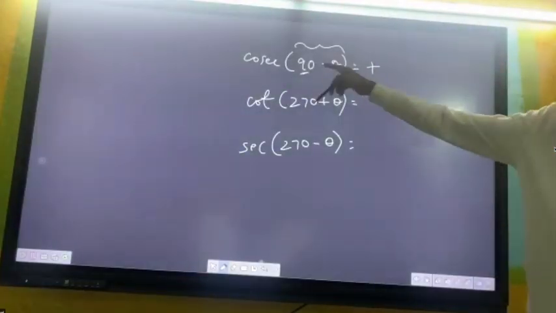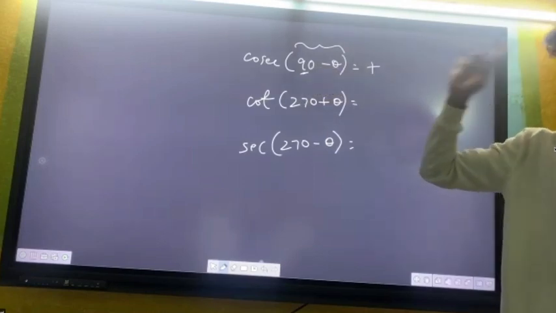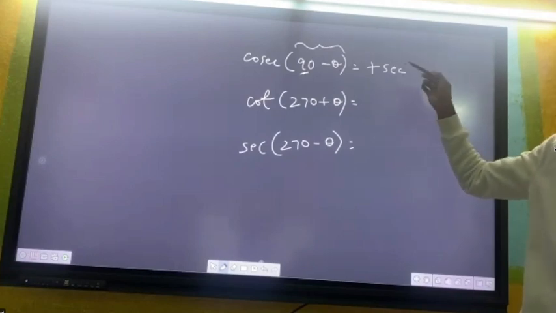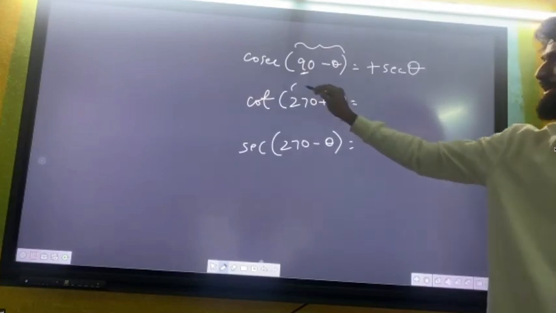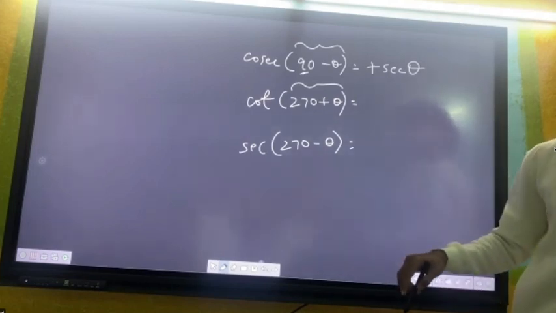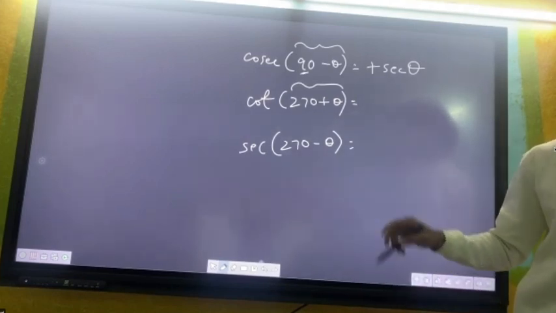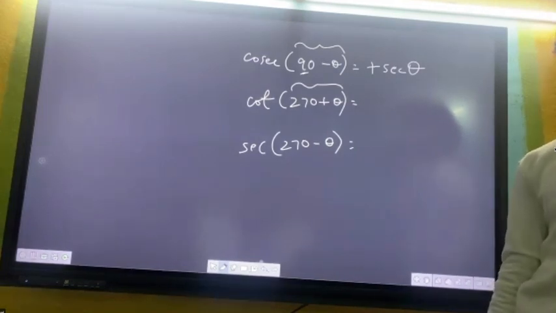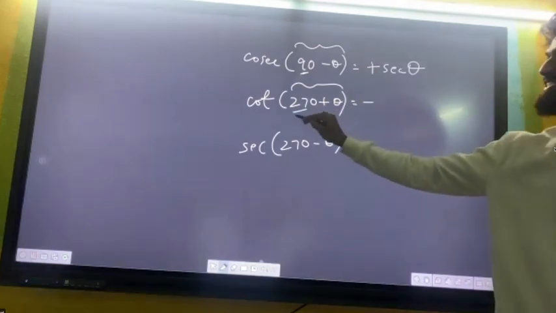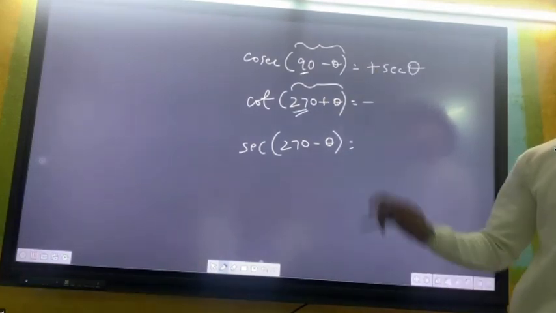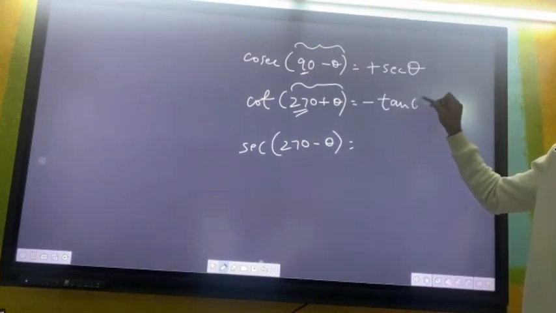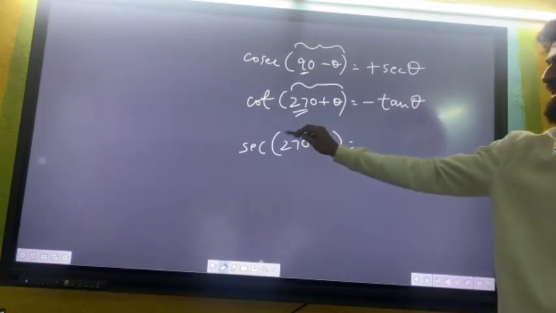Okay. Minus odd. Odd means that you change. Cosecant becomes secant something theta. Perfect. 270 plus theta. Which quadrant? Fourth quadrant. Cot is? Cos is positive, cot is negative. Go back inside the bracket. 27 is odd. So cot becomes tan something theta. Got that? Now 270 minus theta.